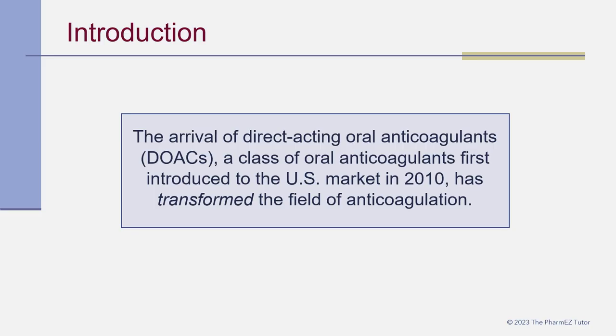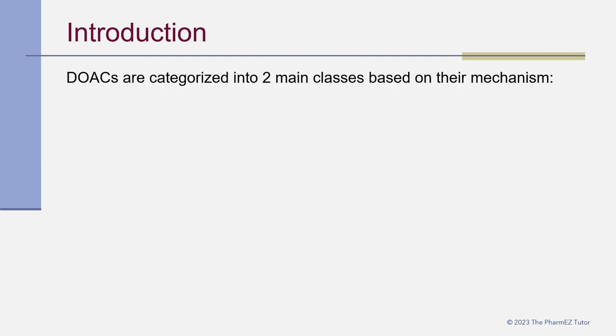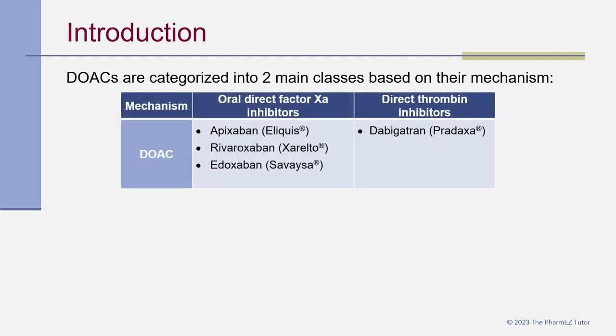The arrival of direct-acting oral anticoagulants, the DOACs, a class of oral anticoagulants first introduced in the U.S. market in 2010, has transformed the field of anticoagulation. DOACs are categorized into two main classes based on their mechanism. The first mechanism are the oral direct factor 10A inhibitors. Drugs in this class include apixaban, Eliquis, rivaroxaban, Xarelto, and edoxaban, Savaysa. The second class are the direct thrombin inhibitors. One drug in this class is dabigatran or Pradaxa.